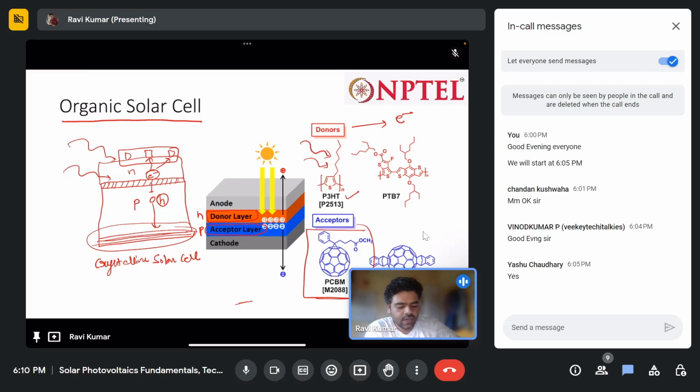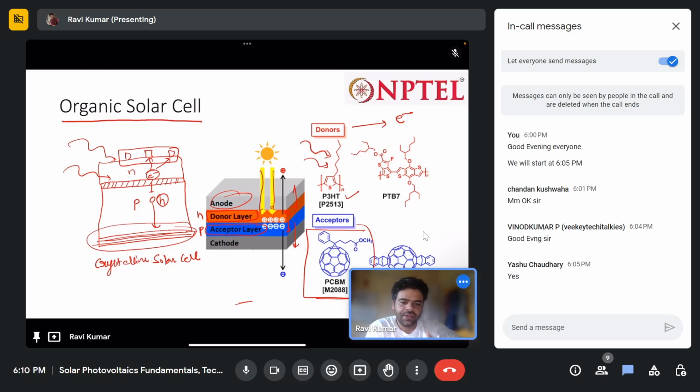So what happens in an organic solar cell: as light falls on the surface of the solar cell, this donor layer and acceptor layer come into the picture. The donor layer will give an electron and it will be collected by this acceptor layer. And then there are two electrodes to collect the charge carriers and connect the load. So the anode and cathode will collect them. Electrons will go this side and holes will go upside.